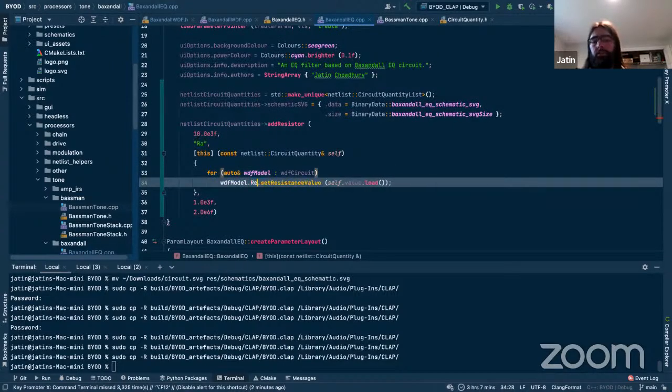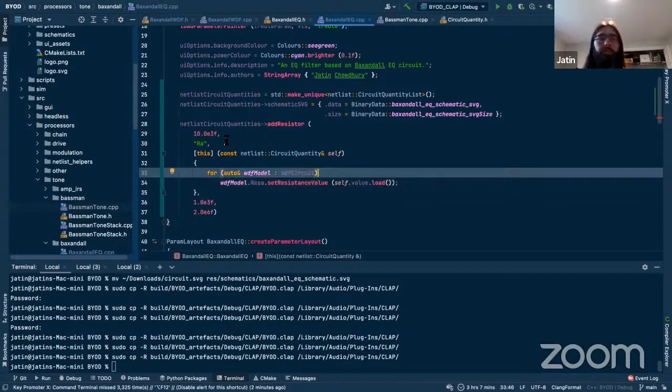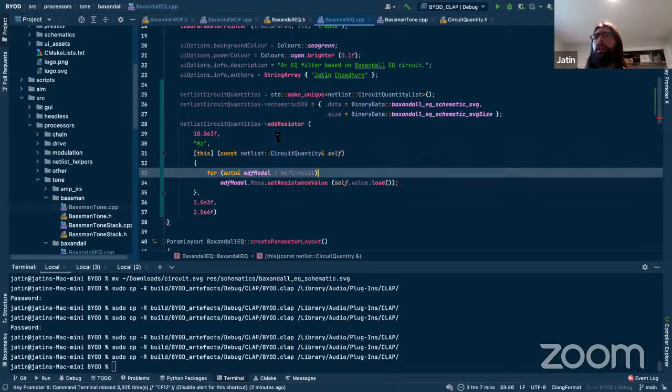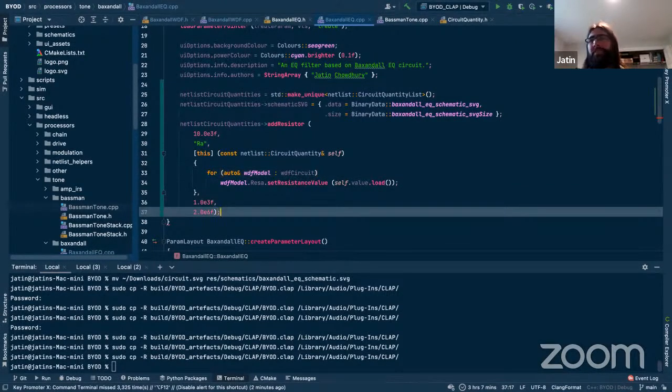WDF circuit, this should be res A, set resistance value, and it's going to take the circuit quantity and load the value atomically and use that to set the resistance value. So the idea here, well, this is actually why we wanted to make all those variables public before, so that we can edit them here. Maybe some C++ experts would say it would be better to use a getter function there, but that would be a lot of getter functions for all of these circuit components. So I don't really feel like doing that.